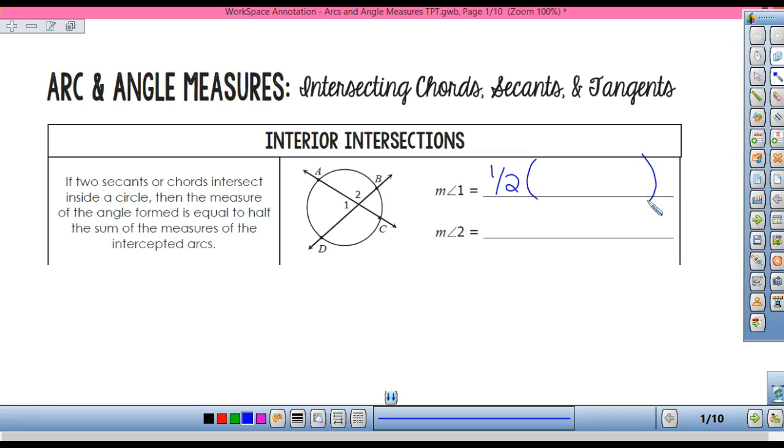And then the sum of the intersecting arcs. So the intercepted arcs for angle 1 are AD, the measure of arc AD, plus the measure of arc, which other one does angle 1 intercept? BC.